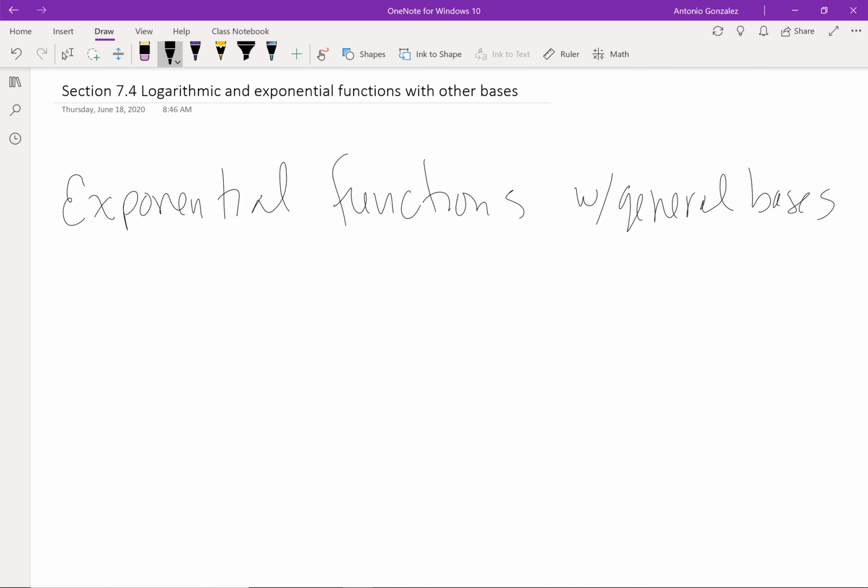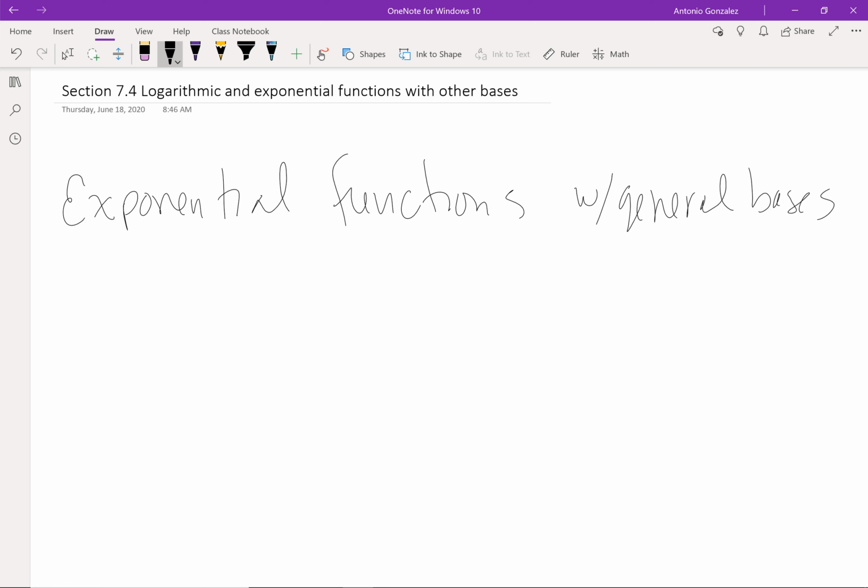And as we'll see, the same with the logarithm, these all come down to the natural logarithm and the natural exponential function, the e to the x, right? They're all essentially a reformulation of an e to the x and a ln of x.